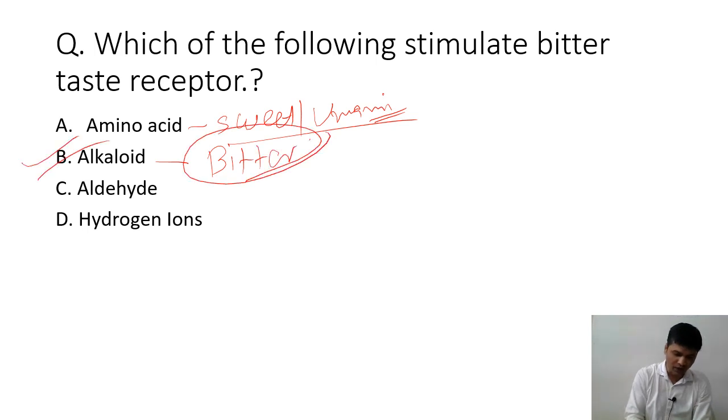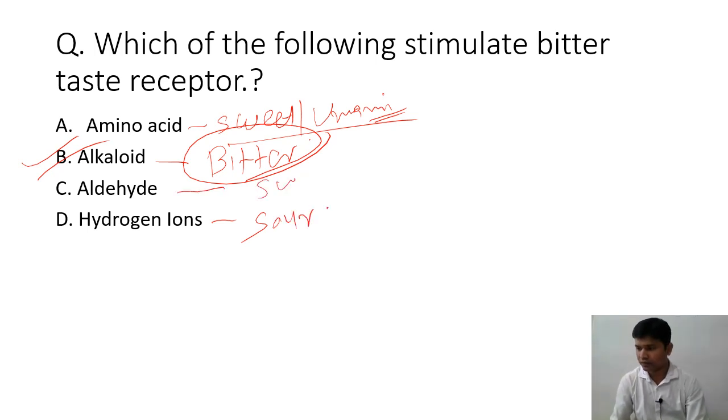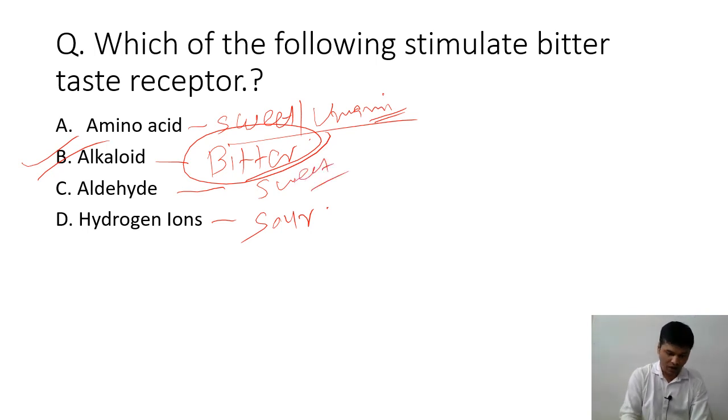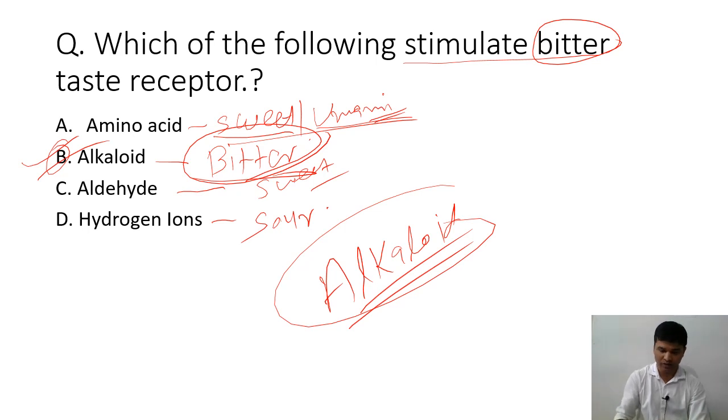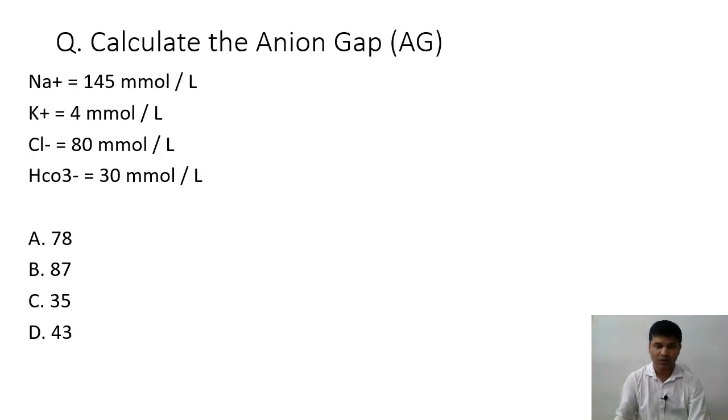So the answer will be alkaloid. Hydrogen ion is sour. Aldehyde is also sweet. Amino acid gives sweet and umami. Alkaloid will give you a bitter taste. The question is to estimate bitter taste, so your answer will be alkaloid. Hydrogen ion will give a sour type of stimulation. So let's move to the next question.